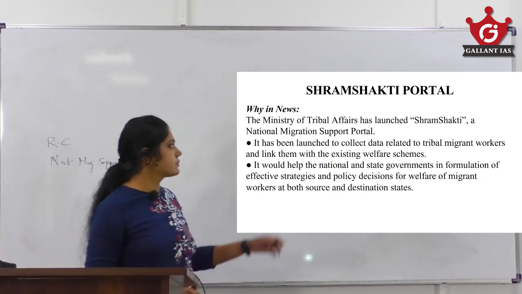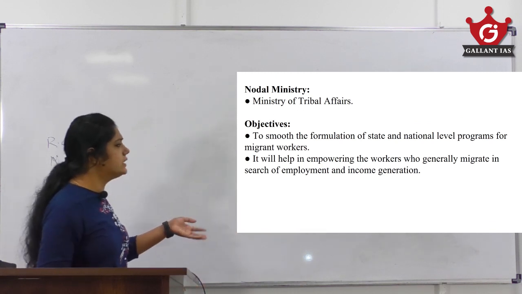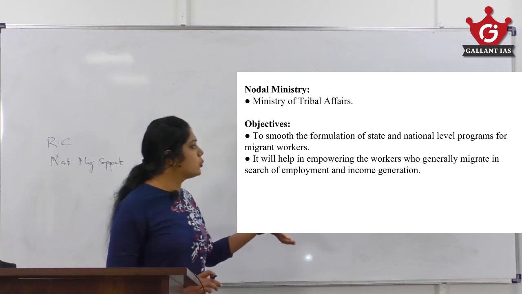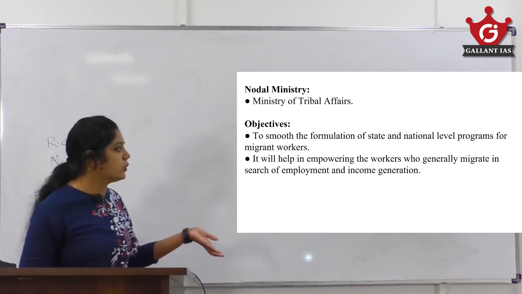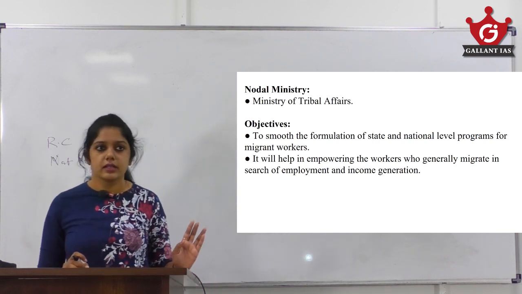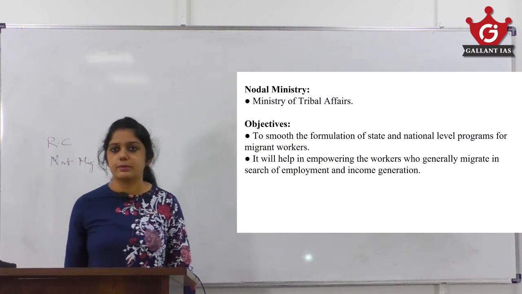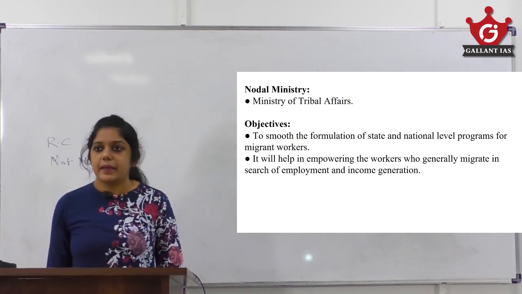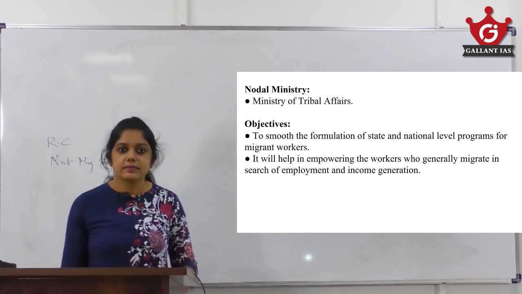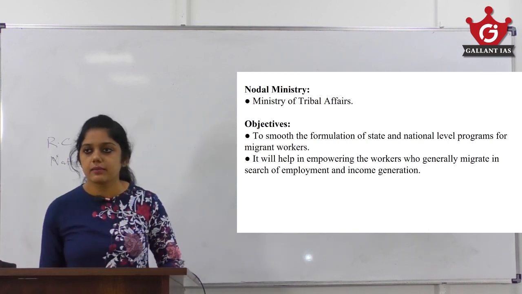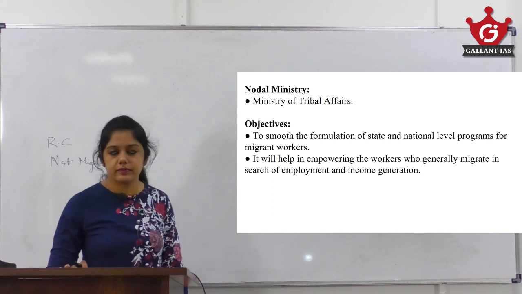Moving on further, the objectives are simple: to smooth the formulation of state and national level programs, and it will empower migrant tribal workers in their employment generation and income generation. Fine, clear. So we studied 3 schemes. What are they? First is PM Kaushal Vikas Yojana. Second, solar rooftop scheme. Then third, Shram Shakti portal.